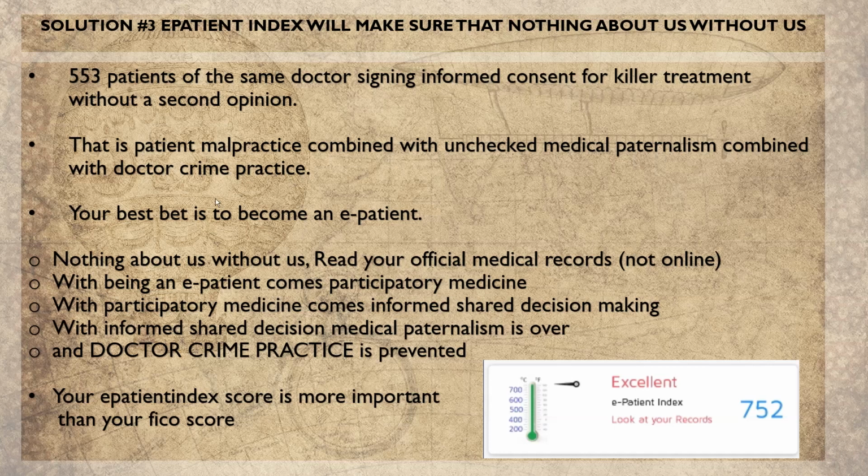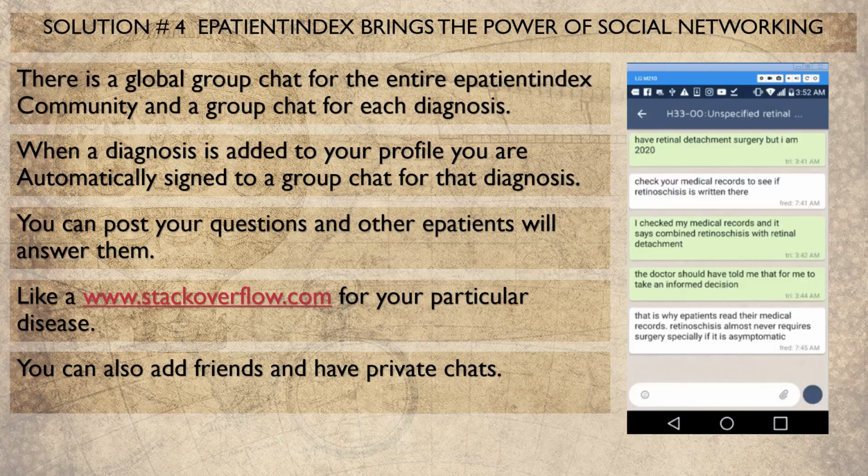Your best bet is to become an e-patient. Nothing about us without us. Read your official medical records, not the online. With being an e-patient comes participatory medicine. With participatory medicine comes informed shared decision making. With informed shared decision, medical paternalism is over and doctor crime practice is prevented. Your EpatientIndex score is more important than your FICO score, and it will measure your level of patient malpractice.